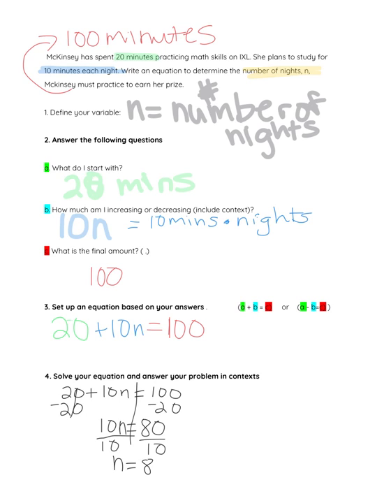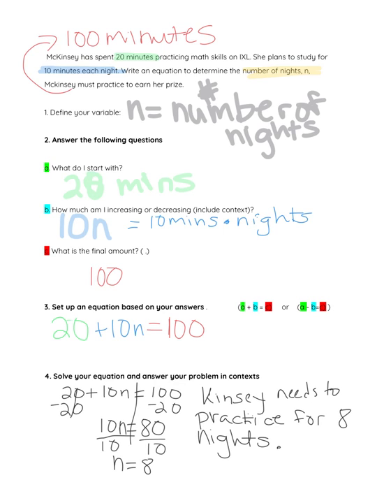So what does this mean? She needs to practice. So Kenzie needs to practice for 8 nights to get that prize. You can do it. All right? So the big thing to recognize here is that it's this 8 nights. That's what this 8 represents right here. Okay, awesome.